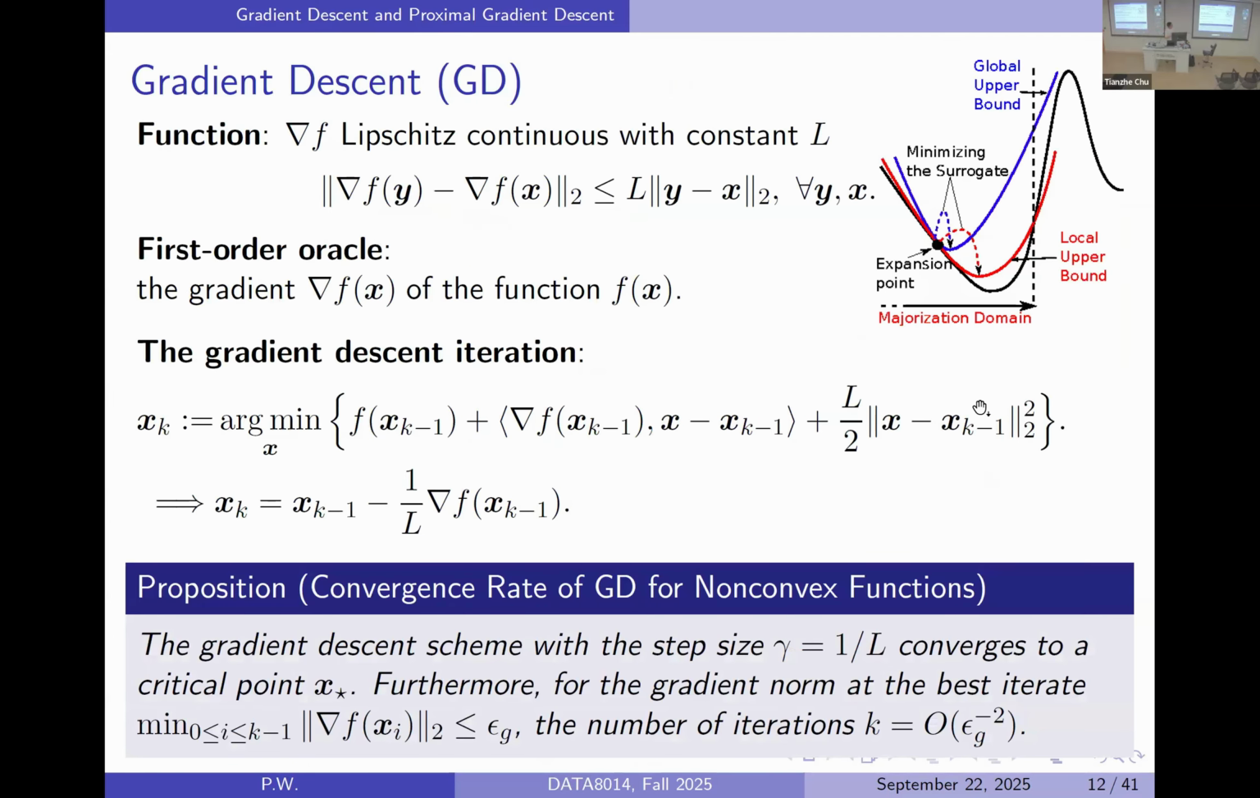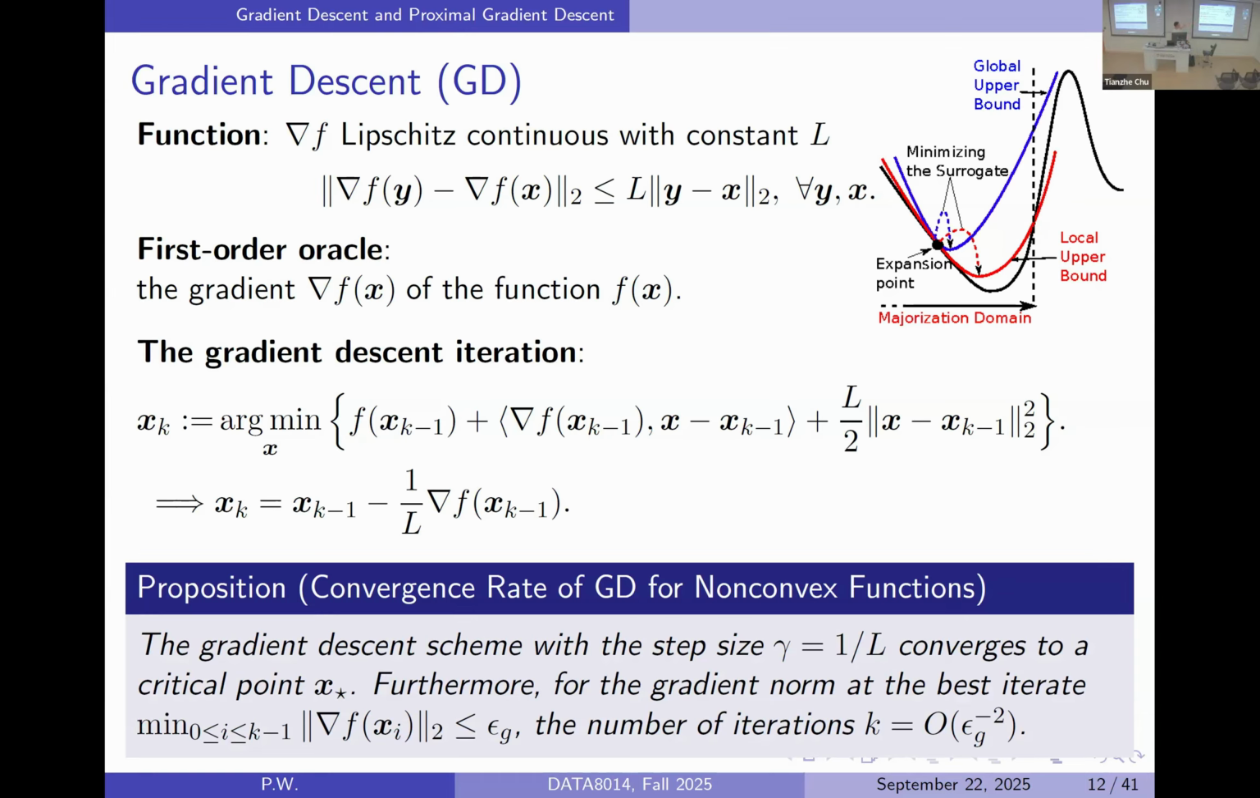Here we consider a very concrete function class: a smooth function f that has Lipschitz continuous gradient. The definition is that for any x and y, the difference between the gradients at these two points can be bounded by a constant L times the difference between x and y in terms of the l2 norm. That is the definition of Lipschitz continuity of the gradient.